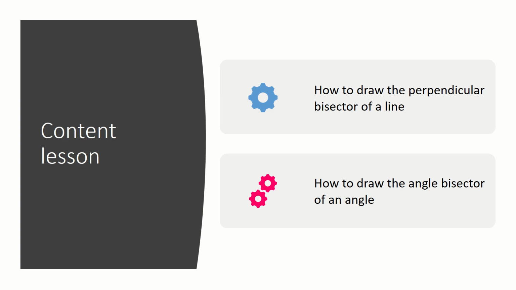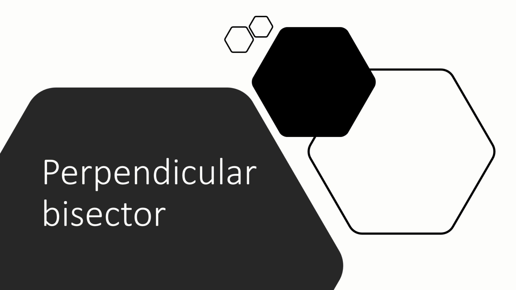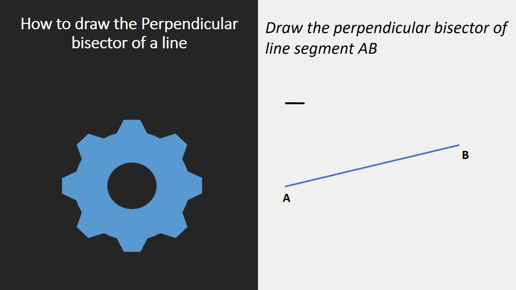So first of all, you're going to learn how to draw the perpendicular bisector of a line, and afterwards you're going to learn how to draw the angle bisector of an angle. You've already learned this at the beginning of the year, but we're going to revise this. So first of all, the perpendicular bisector. So how to draw the perpendicular bisector? But first, what is the perpendicular bisector?